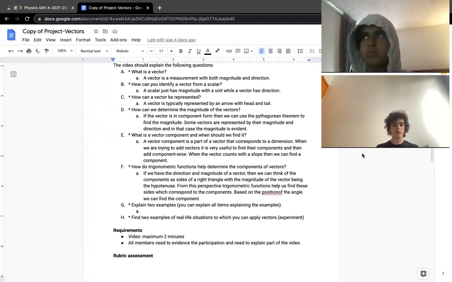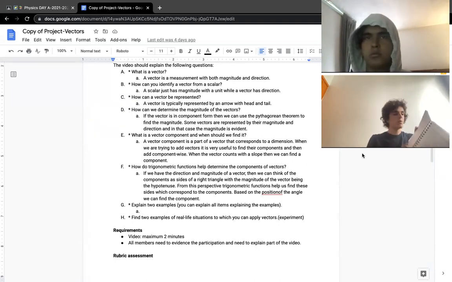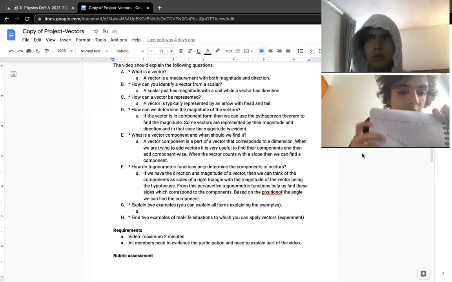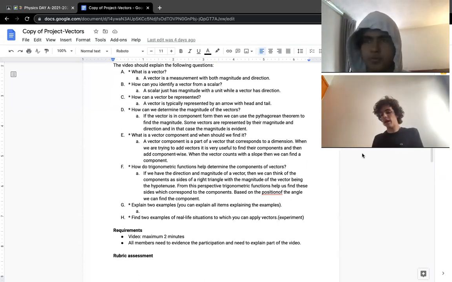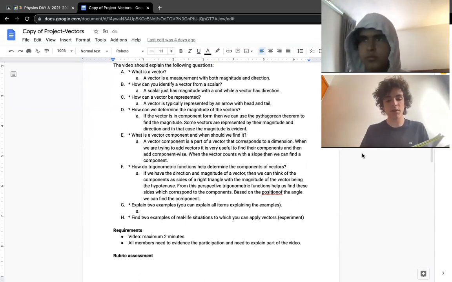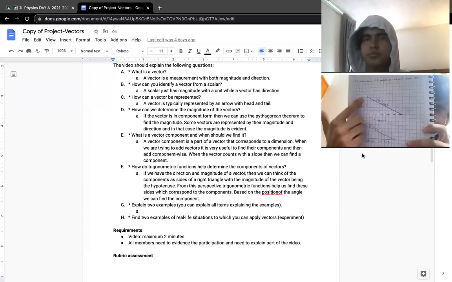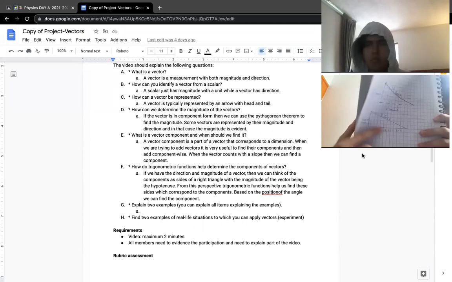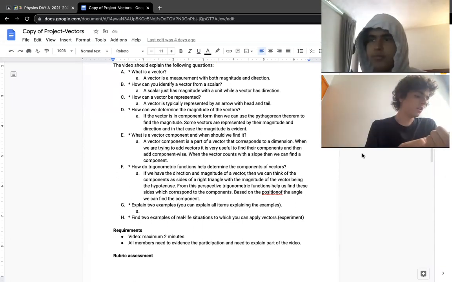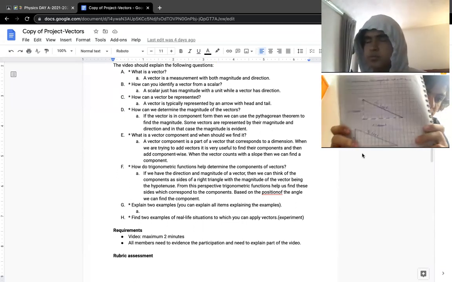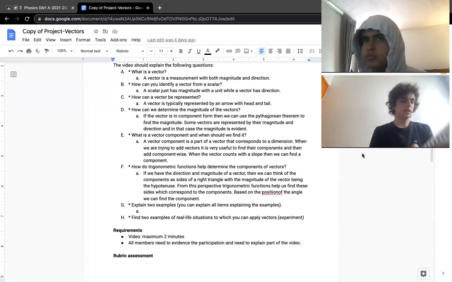Okay, so I'm going to explain two examples, which are very simple. In this case, we have a vector with a 10 feet magnitude and a 45-degree angle north of west, and it would look something like this. And then when you find the measurements, you just have to use sine to find the measurements.